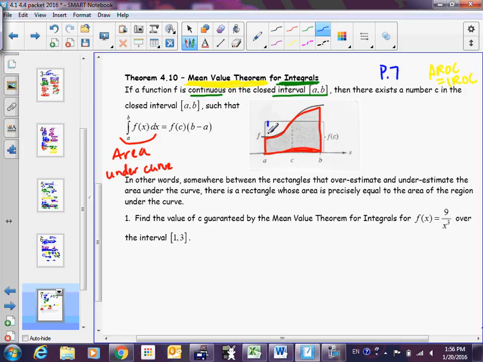Okay, what this theorem is going to tell us is that there is just some single rectangle, and I'm drawing it just a little bit off so you can see how I'm shading this, but there's a perfect Riemann sum rectangle, just a single one, where the area of the rectangle is the same as the area under the curve. Okay, that's guaranteed to happen when you have a continuous function on a closed interval, just like how this was guaranteed.